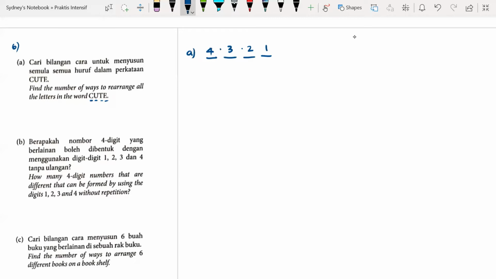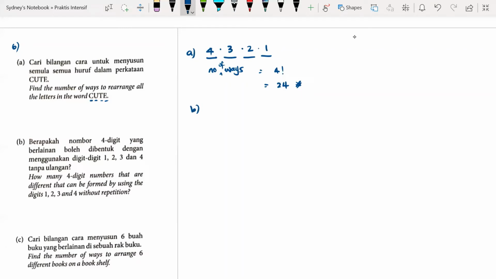So when we multiply this one after another, the number of ways will be 4 times 3 times 2 times 1, or we can write 4 factorial. That will be 24. There are 24 ways to rearrange the word cute.